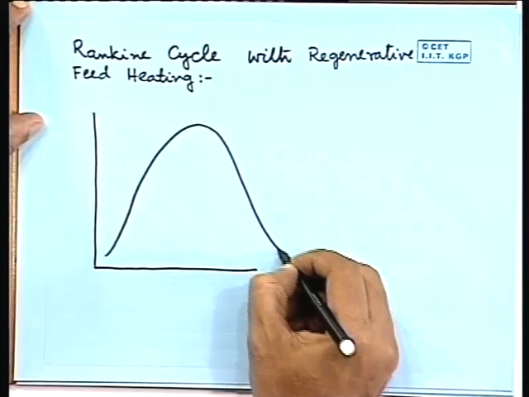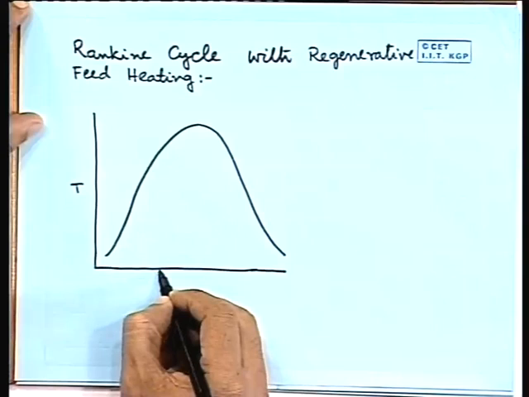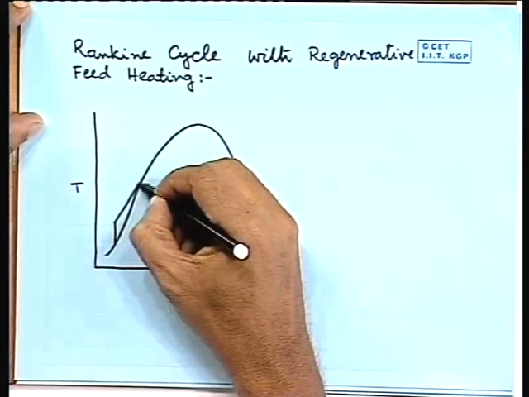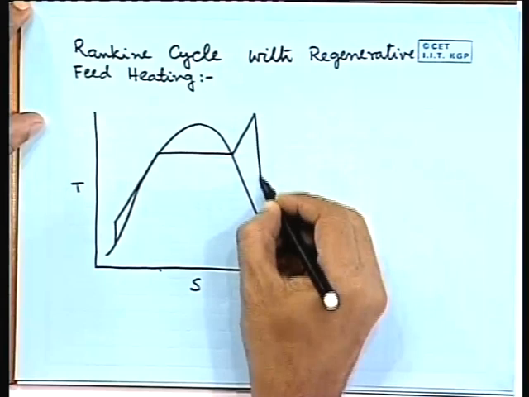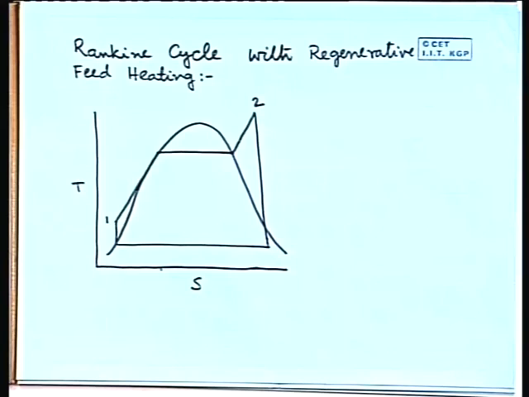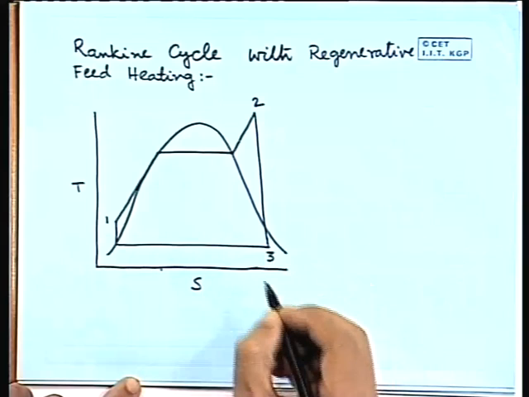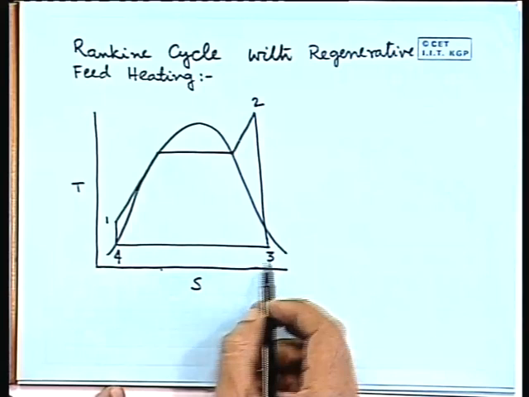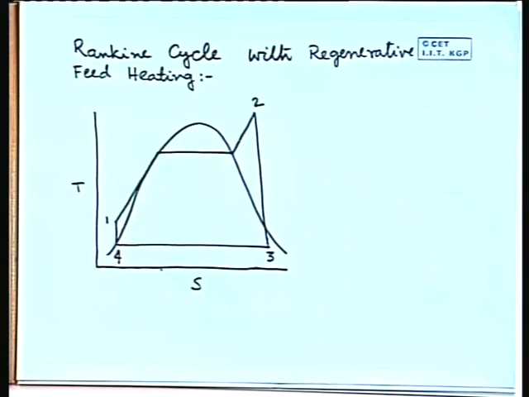So, this is the basic Rankine cycle in the T-S plane. We have 1 to 2, heating of the working fluid in the boiler; 2 to 3, expansion in the turbine; 3 to 4, the condensation process; and 4 to 1, the pressure rise in the feed pump. Now, we are interested in the process 1 to 2, that is the heating process of the working fluid.